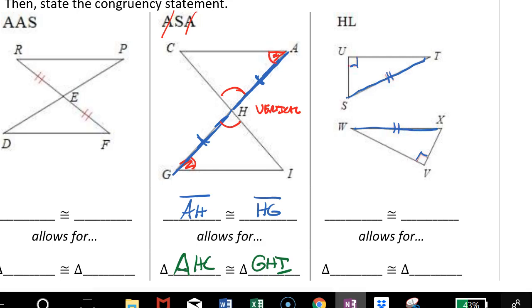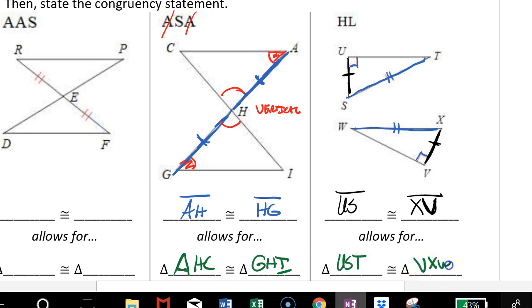Now, that means that I need another leg to be congruent. It doesn't actually matter which one I choose. I'm going to choose US and XV. I could have easily chosen UT and WV. That would have worked as well, since I just need one other leg to be congruent. That finally sets up our triangle UST is congruent to VXW.